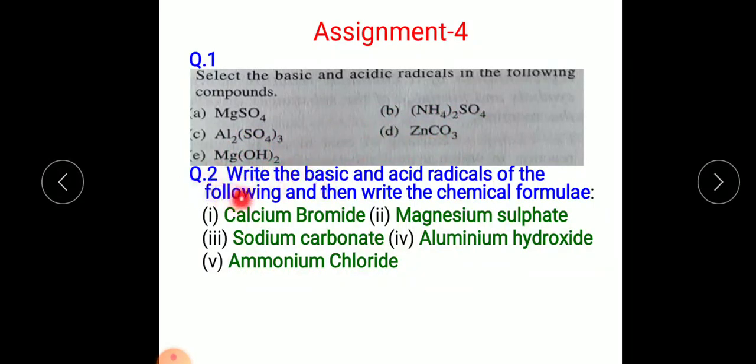Question number 2 is: write the basic and acid radicals of the following and then write the chemical formula. So first you need to separate which one is the basic radical and which one is the acid radical, and after that by the crisscross method write down the chemical formula for it, the thing that we have seen just before: magnesium sulfate, sodium carbonate, aluminum hydroxide, ammonium chloride.